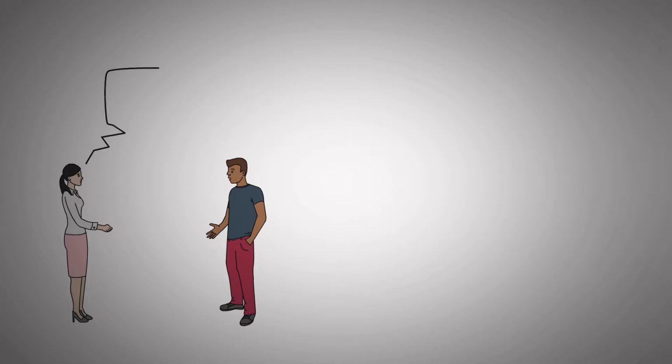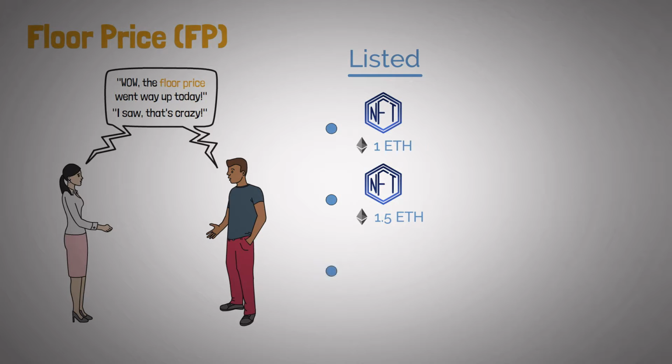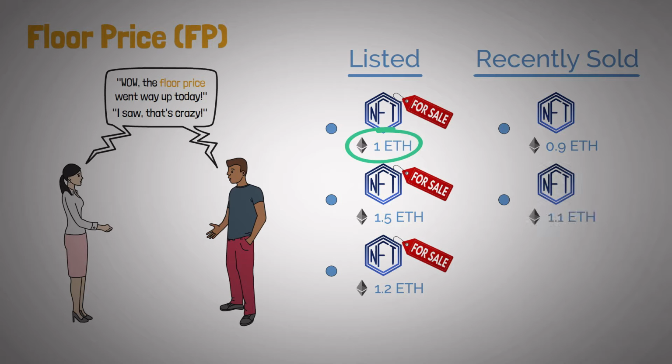You can't join a discussion on NFTs without hearing the term floor price or FP thrown around from time to time. Floor price is the term we use to describe the lowest price that an NFT within a collection is available for sale at. Not to be confused with the lowest price an NFT in a collection was sold at, it only pertains to NFTs currently listed that are available for purchase at any given time.